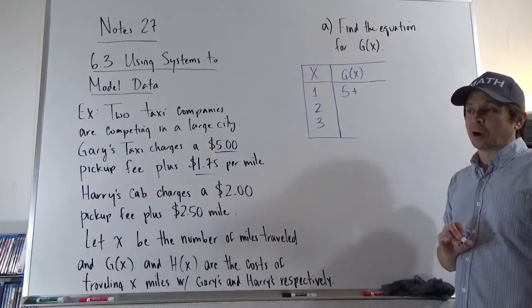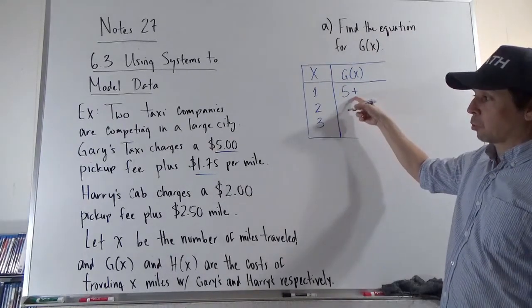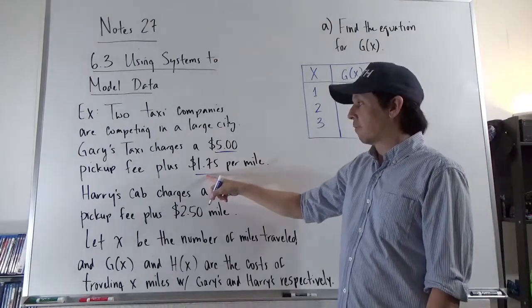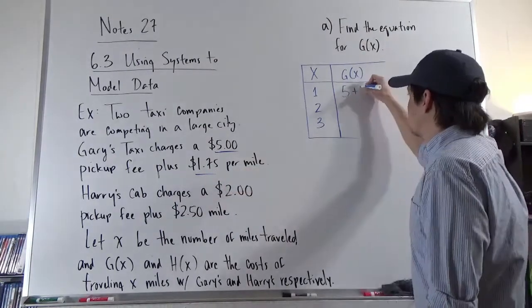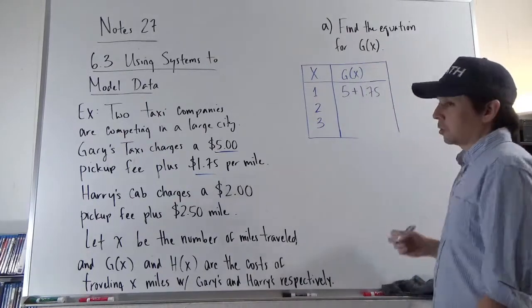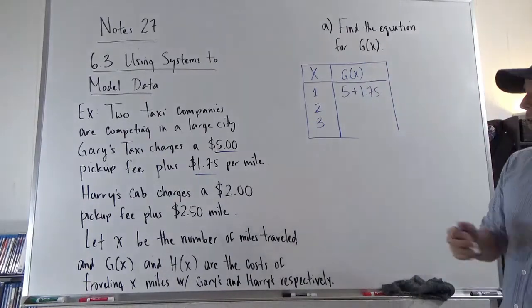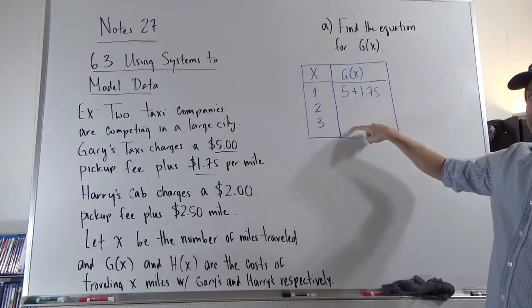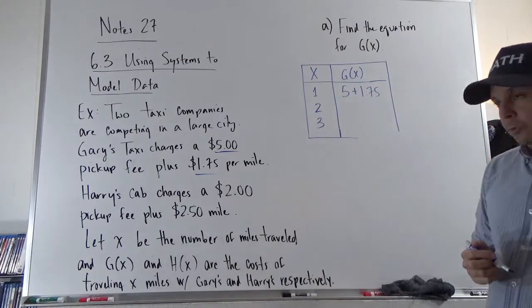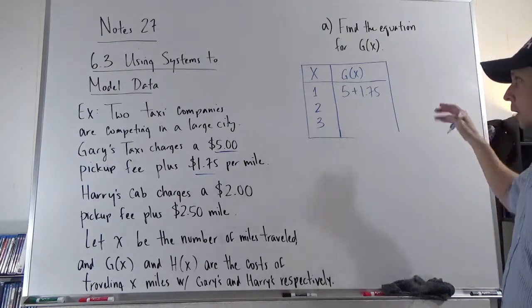That's not my final cost, because I'm going to add more to it because I'm going to travel 1 mile, and he's going to charge me $1.75 for that 1 mile. So I'm going to be paying $6.75, and I'm not even going to bother writing that because I don't care about the actual cost. I want to be looking at what's going on with the 5, the 1.75, and the x's here. Okay, so I could easily compute it, but I don't care.